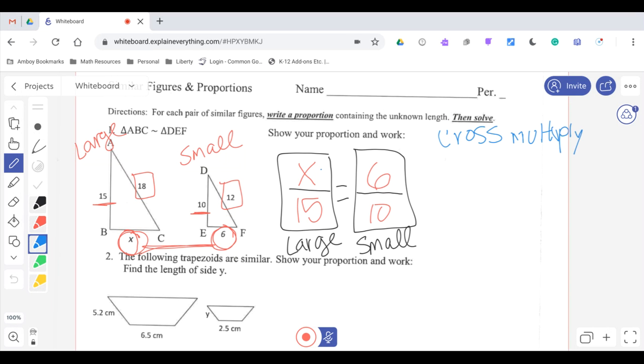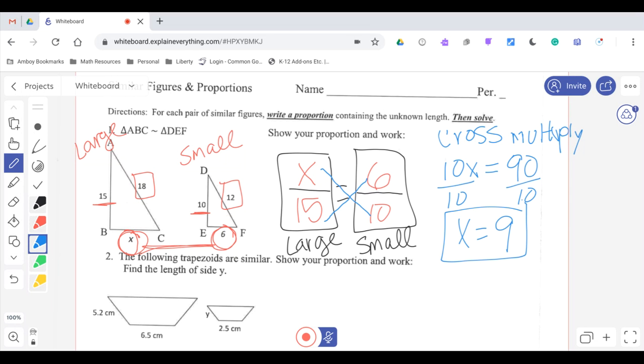So what that means is I'm going to take X times 10 and set it equal to whatever 15 times 6 is. So X times 10 will be 10X equals 15 times 6, I believe is 90. And I'm going to solve for X by dividing by 10. And I get that X, or my missing side, is 9. And just for the heck of it, I'm going to check if that makes sense over here. It does. It's still bigger than the small triangle, which makes sense. So that is my missing side.